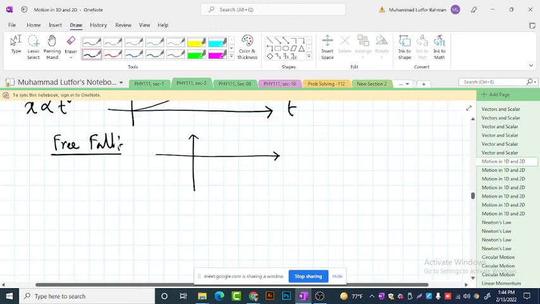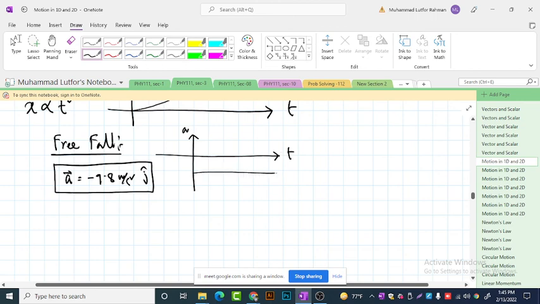In the case of free fall, we know that the acceleration is minus 9.8 meter per second square, downward, right? This acceleration is negative. So if this is your time axis and this is your acceleration, the acceleration over here is minus 9.8 meter per second square. It would always be negative. Remember this. I'll talk about this in the next class because right now your time is up.